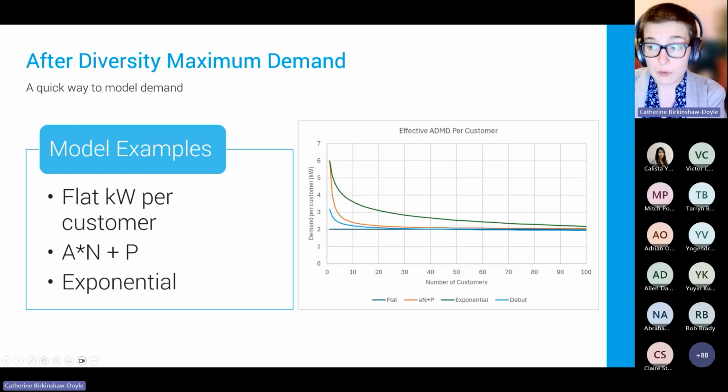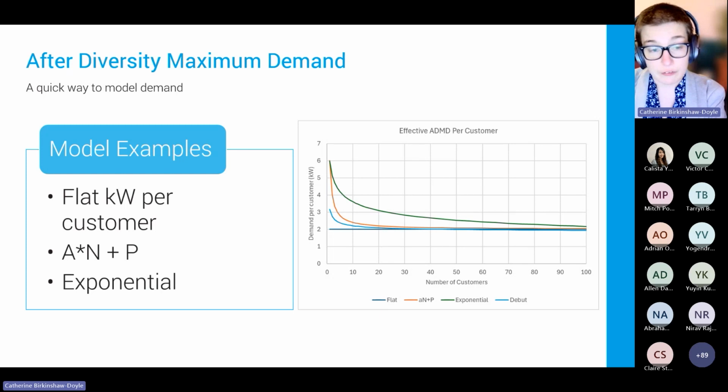So perhaps the most common method is using a flat ADMD per customer, just a flat kilowatt or kVA value for each type of property. So for example, for a UK house, this could be 2 to 3 kilowatts. For an Australian house, this could be 5 or 6 kilowatts. And different property types have different ADMDs assigned.